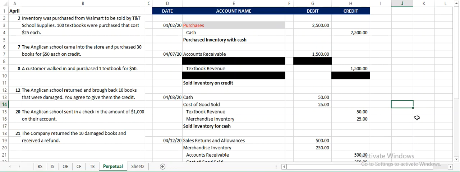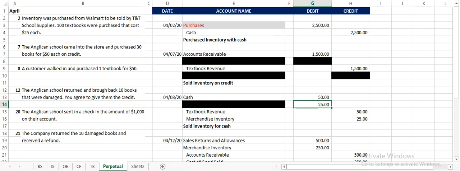The transaction on the 8th, now, a customer walked in and purchased one textbook for $50. Essentially it is doing the exact same thing, except that we didn't have an accounts receivable affected because we sold it with cash. And so cash replaces accounts receivable and textbook revenue remains the same. Again, cost of goods sold is not necessary underneath the periodic method.